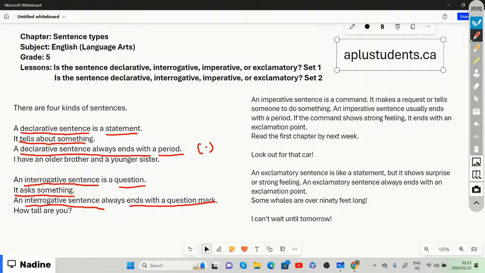If we look at an example question, it's like, how tall are you? Now the person will respond and say how tall they are. Or if you ask how old are you, the next person will respond and tell you how old they are. With an interrogative sentence, seeing that it's a question and it asks someone for something, it requires a response.